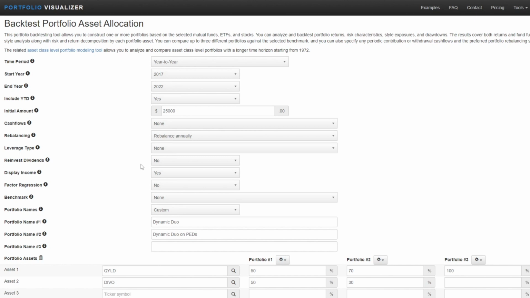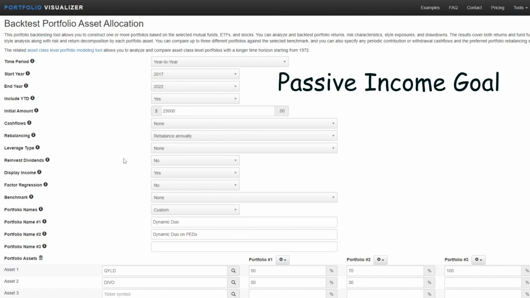Now, we are not going to reinvest dividends because the idea of this portfolio is going to be to take the dividends, to take our family on vacation, to retire early. Whatever it is you want to do with these dividends, you are making this portfolio for one specific thing, and that is passive income. That is the goal of this.